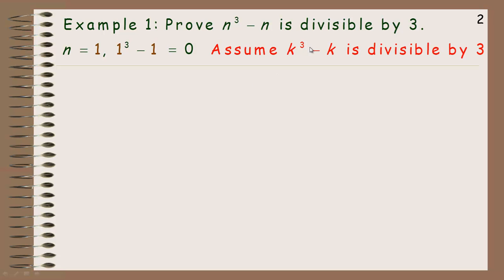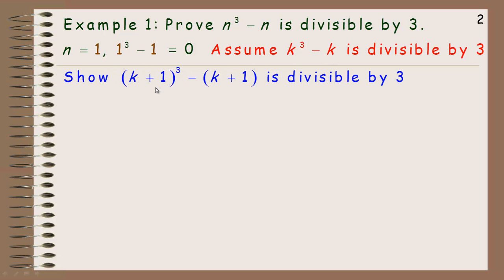So we assume that this is true for some arbitrary integer k. If we put k in place of n, our assumption is that k cubed minus k is also divisible by 3. And our goal is to show that no matter what k is, it's always true for the next integer after k, which of course would be k plus 1. So we want to show that if we put k plus 1 in place of n here, k plus 1 cubed minus k plus 1 is divisible by 3.